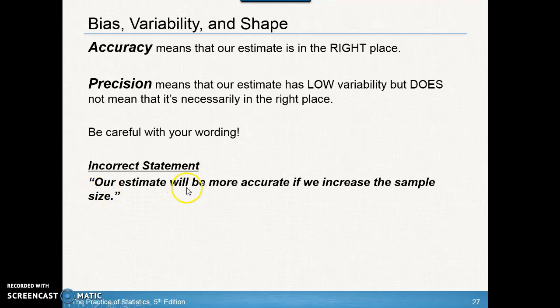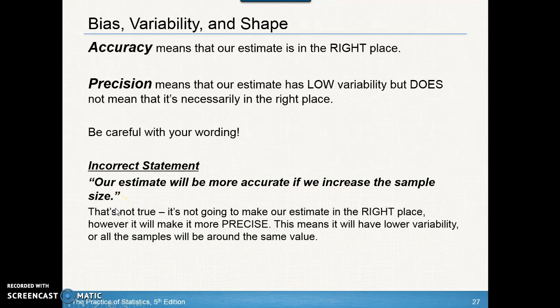Here's an incorrect statement: our estimate will be more accurate if we increase the sample size. Why is that not correct? It's not correct because it's not going to make our estimate land in the right place. However, it will make it more precise. This means we're going to have lower variability, so all the samples are going to be about the same value. The larger the sample size, the more precise it's going to be. It gives us all numbers within that same area, but it's not necessarily going to make it unbiased or more accurate.